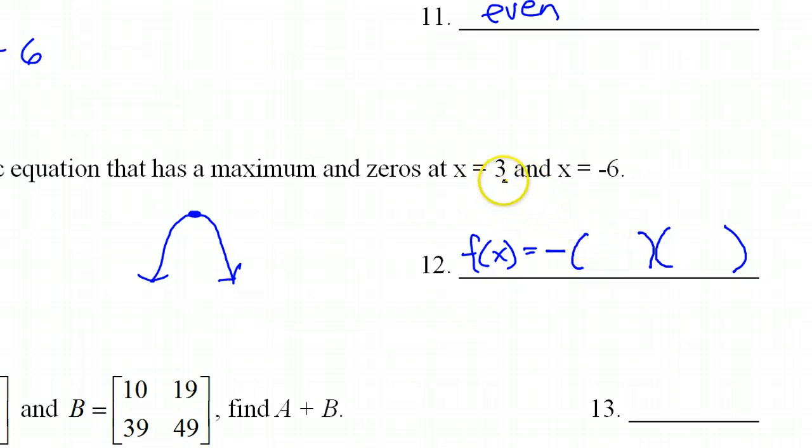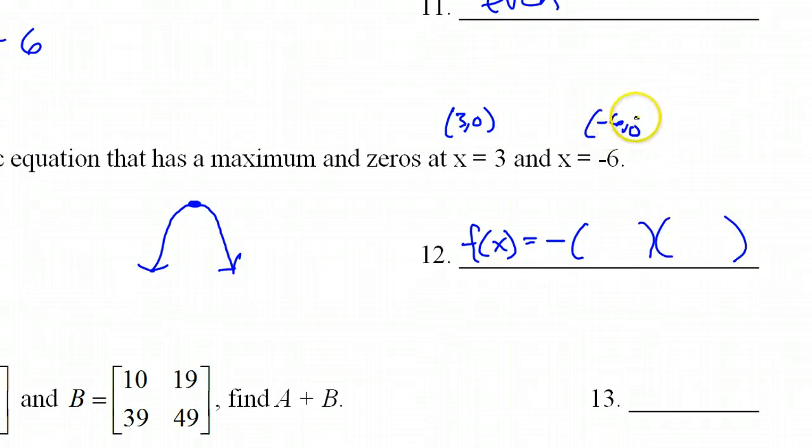Okay, now as far as having these zeros, we're looking for a function that would have x-intercepts that are like 3, 0 and -6, 0. Whoa, that's an ugly one. Try that again. And we know that we get these zeros by taking factors and setting them equal to 0. So in other words, we could have gotten this zero of 3 from a factor of x minus 3. And we could have gotten this zero of -6 from a factor of x plus 6.